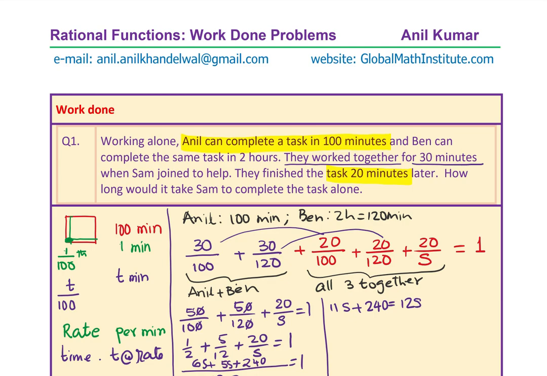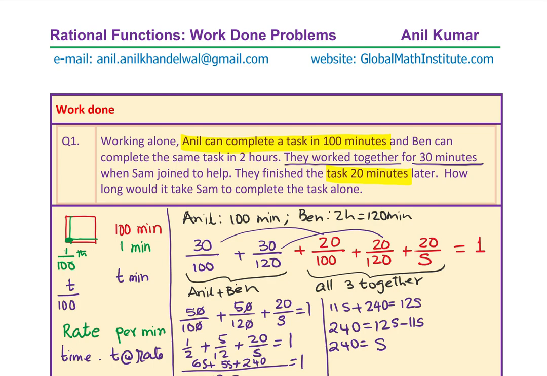So we can now take it to the other side. So we get 240 equals to 12s minus 11s. So that means 240 equals to s. And what is s? s is the time in which Sam can do the work alone. You get the idea. Just as Anil can complete the task in 100 minutes, Sam can complete the task in s minutes. So what was s? s was the time which Sam is going to take to complete the job. So the answer is Sam can do the whole task alone in 240 minutes, right?